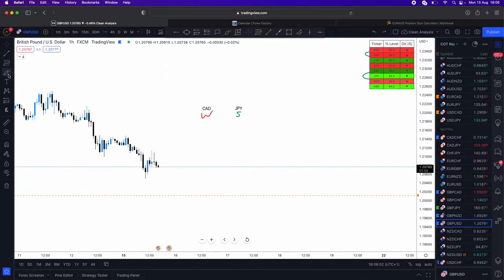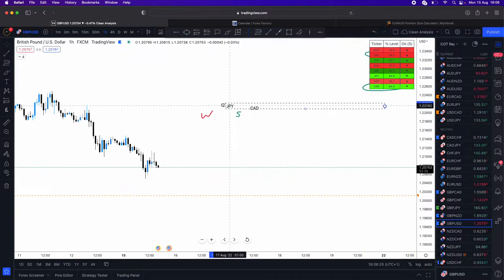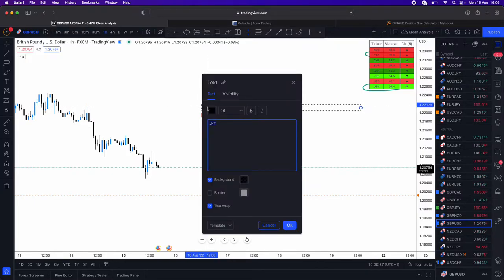So like I said, it's a bit of an unusual one that we've picked because CAD is weakest and CAD comes first in this pair. But because it's weaker, that's what's going to drive the pair. So we're going to be looking at the pair coming down. If we take a different example, let's say USD was the strongest and CAD was the weakest. So we'll go CAD over here and we'll go USD is the strongest here.